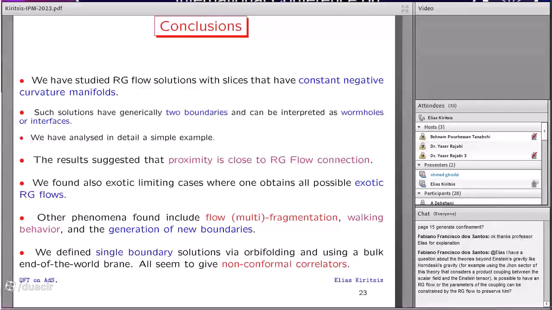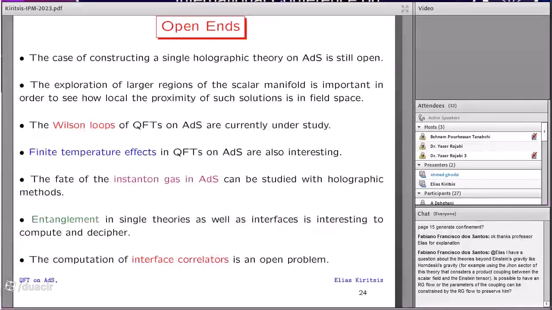And other phenomena that we found include flow multifragmentation, walking behavior, and the generation of new boundaries. And we have defined single boundary solutions via orbifolding and used the bulk end of the world brane. However, all of them seem to give non-conformal correlators. There are many open ends, of course. The case of constructing a single holographic theory on AdS is still open, in my opinion.